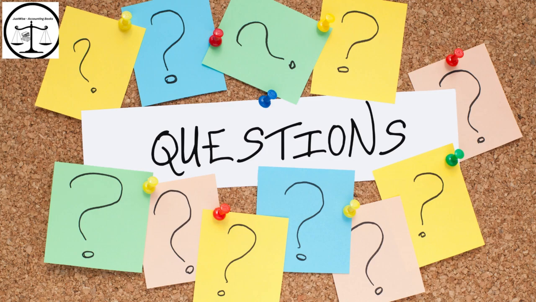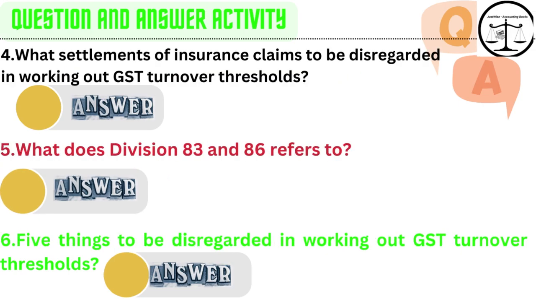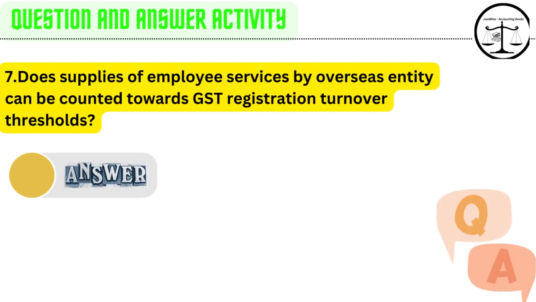Question 1. What is the registration turnover threshold? 2. If you do not carry on a business, what parts from Division 188-5 are applicable to you? 3. What is the difference between current and projected turnover thresholds? 4. What settlements of insurance claims are to be disregarded in working out GST turnover thresholds? 5. What do Division 83 and 86 refer to? 6. Five things to be disregarded in working out GST turnover thresholds. 7. Can supplies of employee services by an overseas entity be counted towards GST registration turnover thresholds?